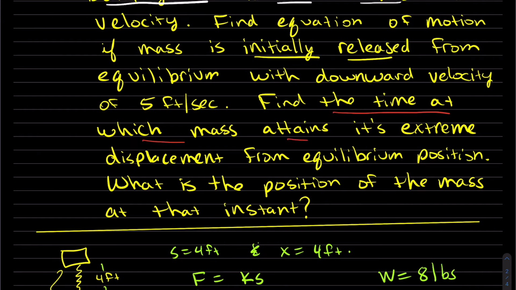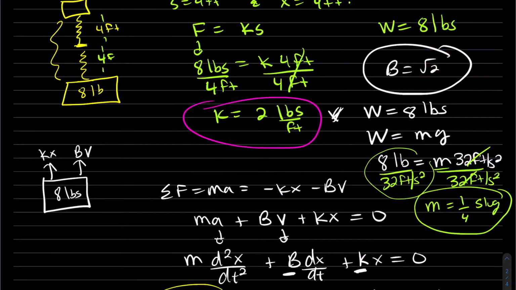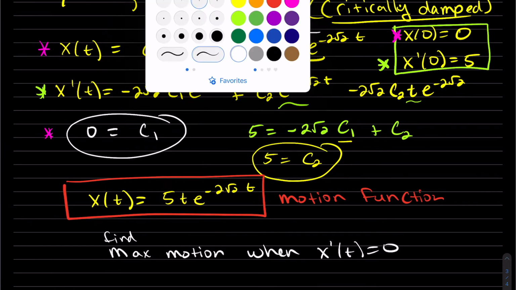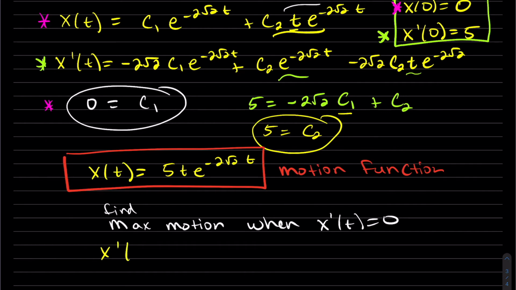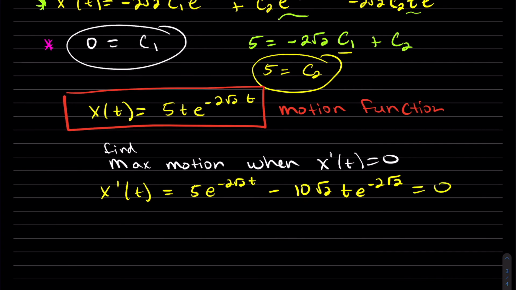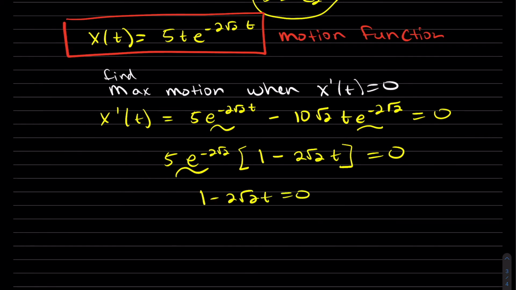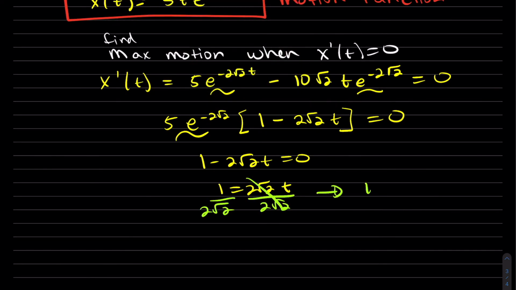Find the time at which the mass attains its extreme displacement. Extreme, max or min, from equilibrium. So we want to find the derivative. We already found that function, but remember c1 is 0, and c2 is 5, so I can plug in 5 for x prime of t. It looks like I'll be able to factor that out. Factor a 5 out too while we're at it. This is never 0. Rationalize.